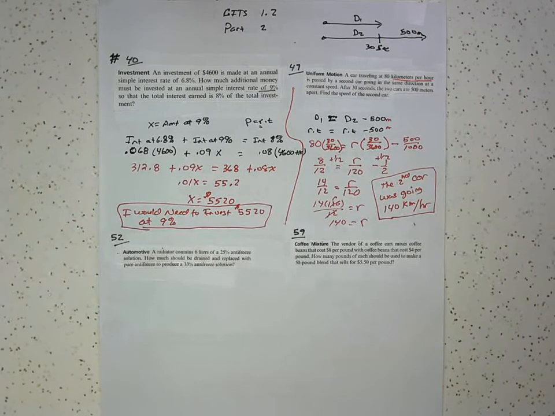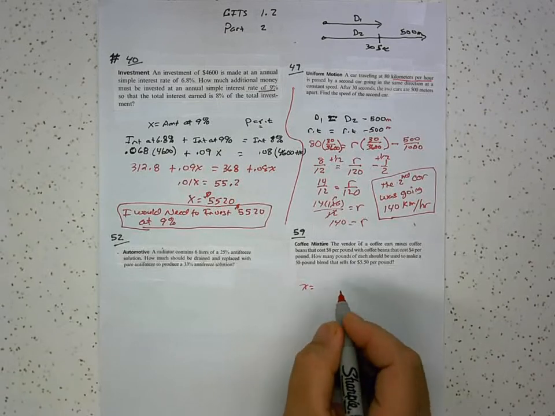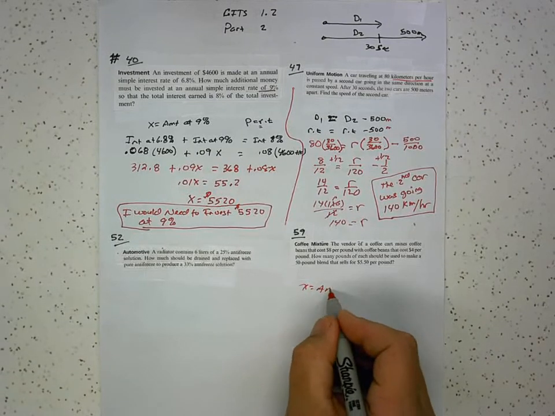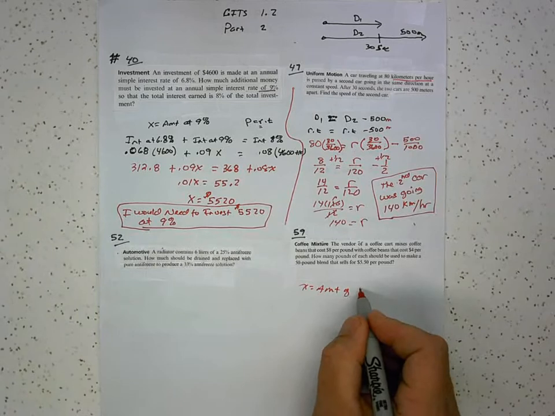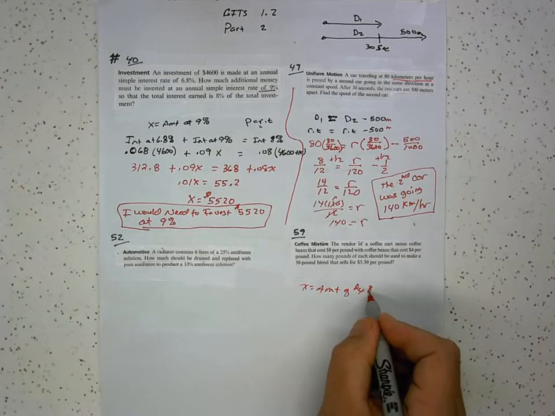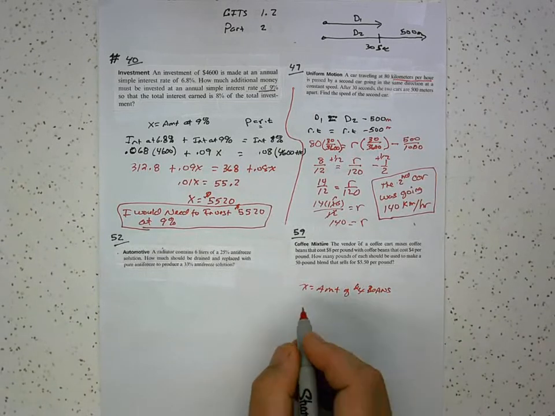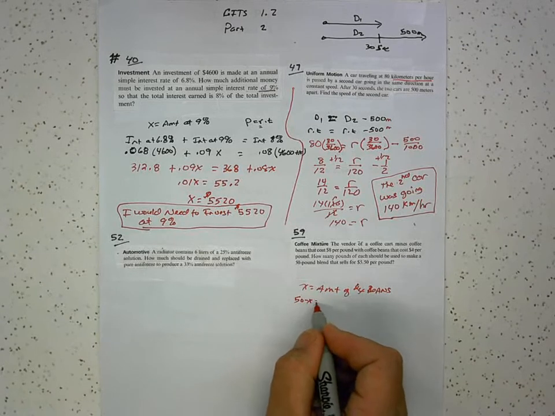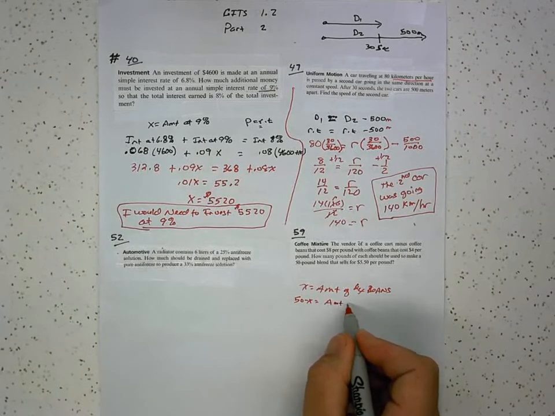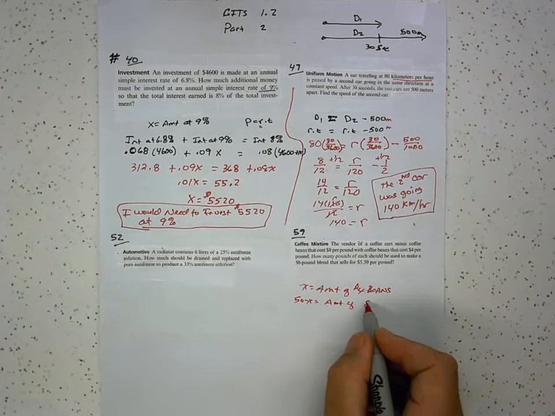Number 59 is a mixture problem. It says the vendor of a coffee cart mixes coffee beans that cost $8 per pound with coffee beans that cost $4 per pound. How many pounds of each should be sold to make a 50-pound blend? Well, I'm going to let X equal the amount of the $4 beans, and I'm going to let 50 minus X equal the amount of the $8 beans.